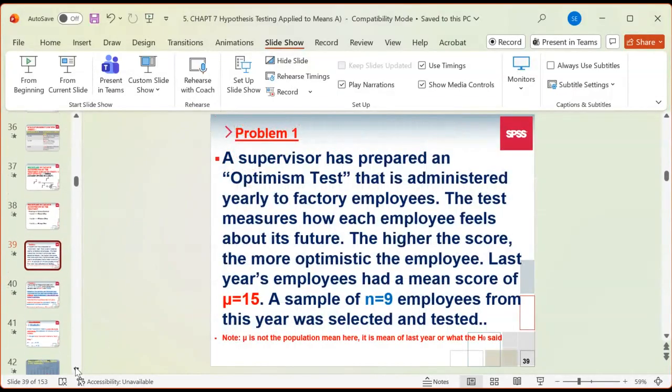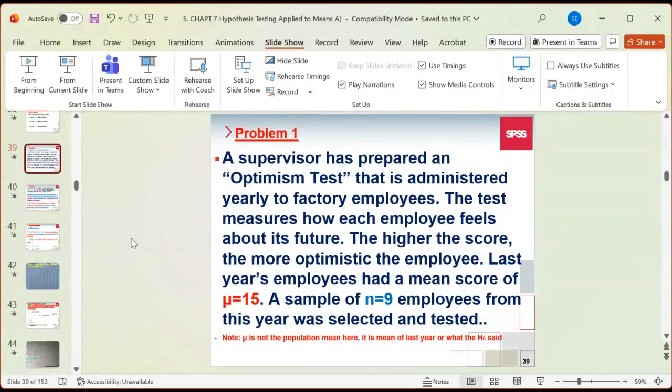So let's go over our research question. And once you've done that, you get a good picture of what's going on.